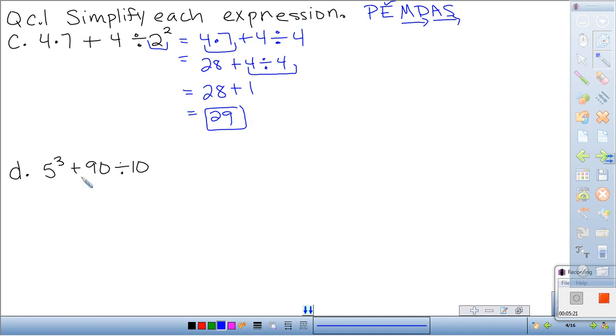One more of these. Again, no parentheses, so we start with exponents. 5 cubed, which means 5 times 5 times 5. 5 times 5 is 25, times 5 is 125, plus 90 divided by 10. And now, since our only choices are to add or divide, I'll divide first. We always multiply or divide before we add or subtract. So we have 125 plus 90 divided by 10, which is 9. And finally, addition, 125 plus 9 is 134.